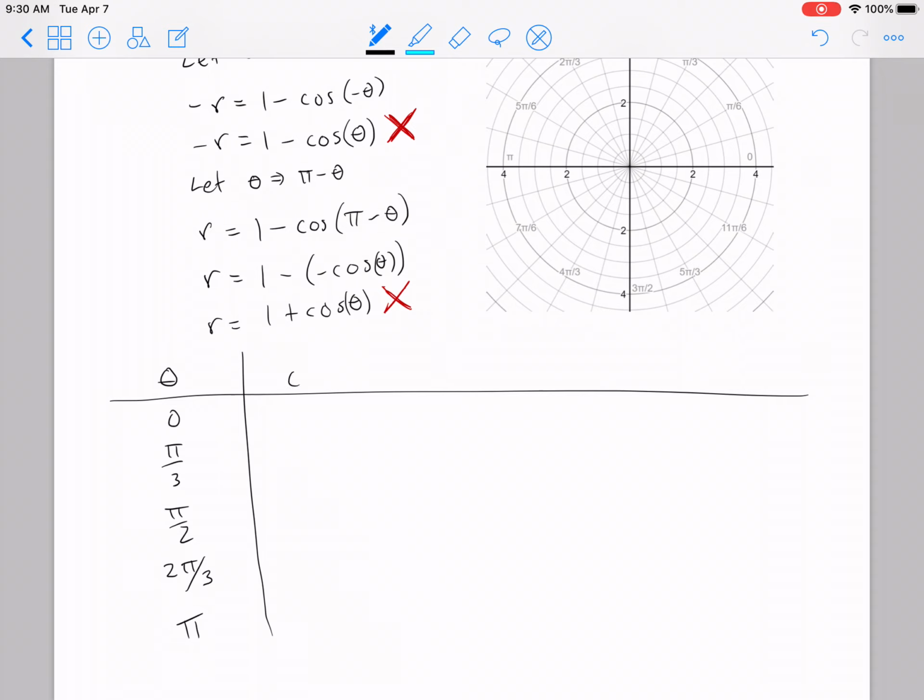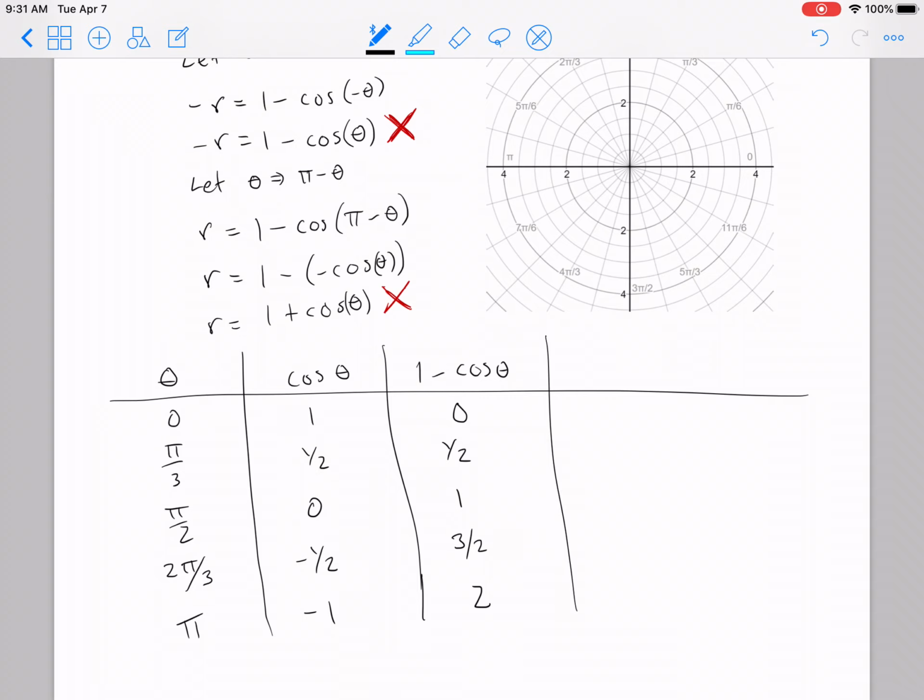We can stop there. So we can figure out what the cosine of theta is. The cosine of 0 is 1, the cosine of pi over 3 is 1/2, the cosine of pi over 2 is 0, the cosine of 2 pi over 3 is negative 1/2, and the cosine of pi is negative 1. And then we can do 1 minus the cosine there, and so we'll get 0, we'll get 1/2, we'll get 1, we'll get 1.5 or 3/2, and then we'll get 1 minus negative 1 is 2.